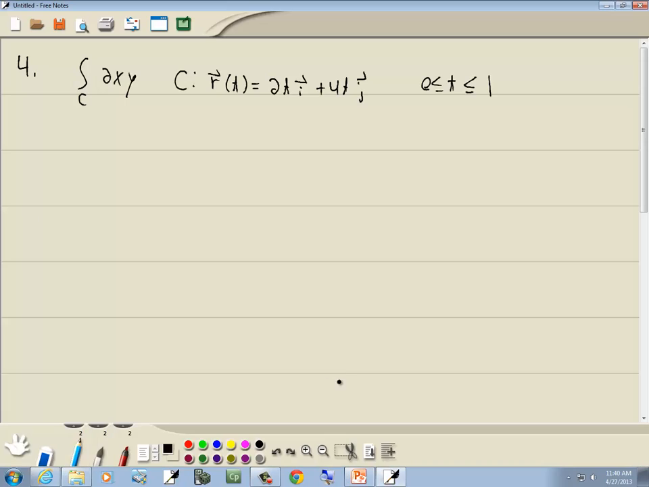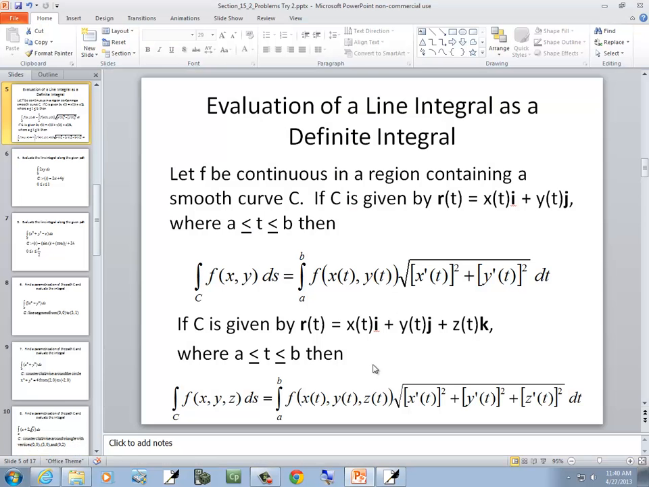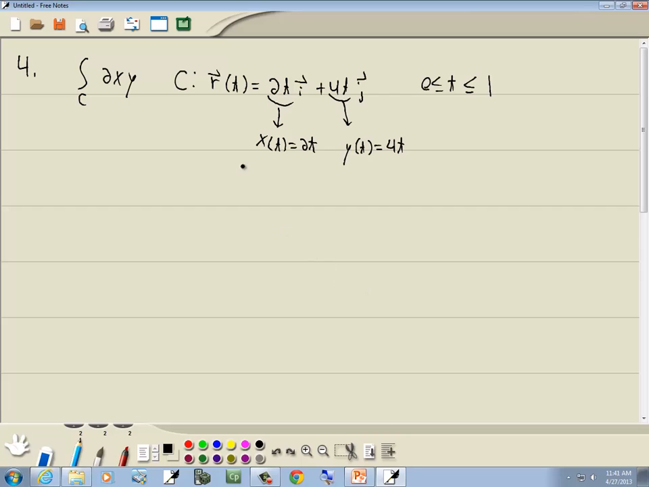Now keep in mind when it's of this form, this is going to be our x of t. So they're telling us x of t is equal to 2t. Oftentimes that's just x equals 2t is how they label it. And this is going to be our y of t, equal to 4t. Or it's just oftentimes y is equal to 4t.